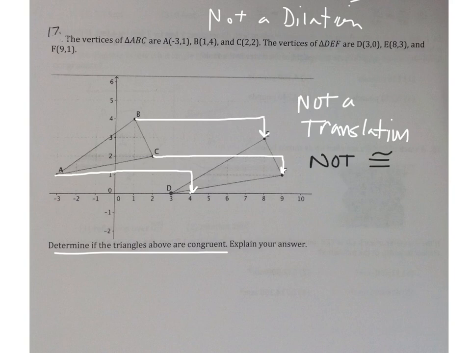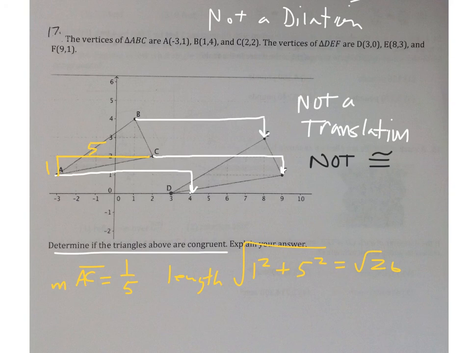Now, I would love to see a little bit more work, and that could just be simply figuring out how far it is from A to C. So that's 1 space up and 5 spaces across. So to figure out the length of AC, the slope of AC is up 1 over 5. The length would be the square root of 1 squared plus 5 squared, which would be radical 26. You could do the same exact thing for DF and show me that it's not the same length.